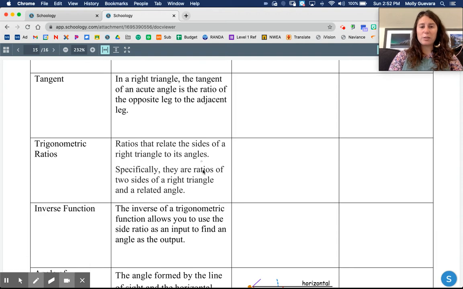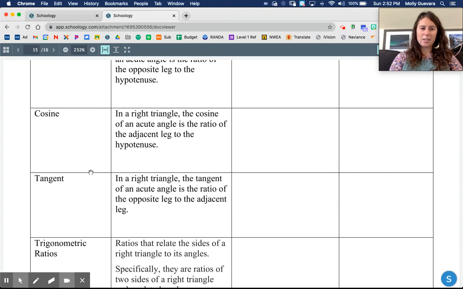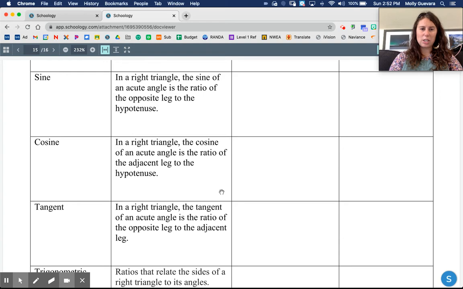These are ratios that relate the sides of a right triangle to the angles of a right triangle. Specifically, they're ratios of two sides of a right triangle and an angle. So instead of drawing it, let's just write it out. Trig ratios, there's 6 of them, but there's actually only 3 that we're going to look at in this class. And they are these 3 right here: sine, cosine, and tangent.